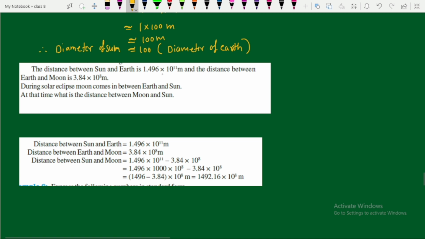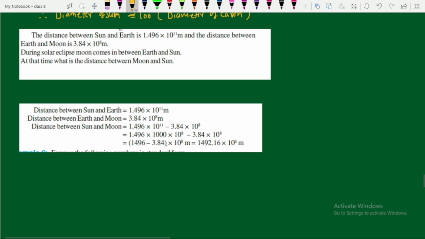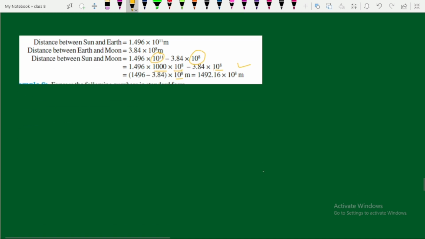The distance between the sun and the earth is given, and the distance between the earth and the moon is given. We have to find the difference between these two, so they have done a subtraction and got the answer. To do the subtraction, we have to make the powers the same so that we can subtract. That is how they did it, by making 10 to 3 into 10 to 8. Now 10 to 8 is common, so they simplified. In this way you can do the sums. This is what is given.